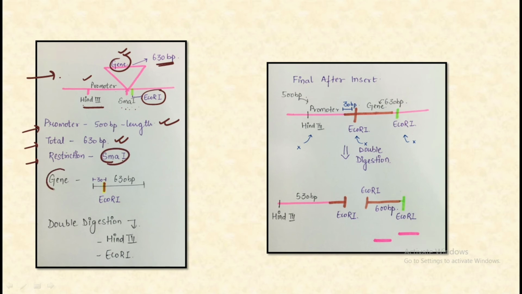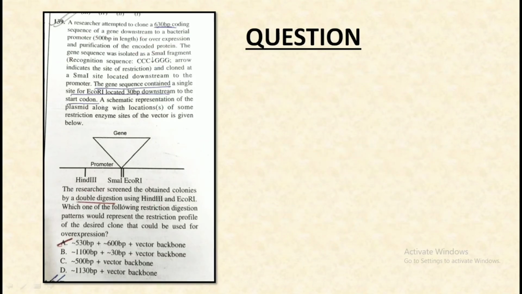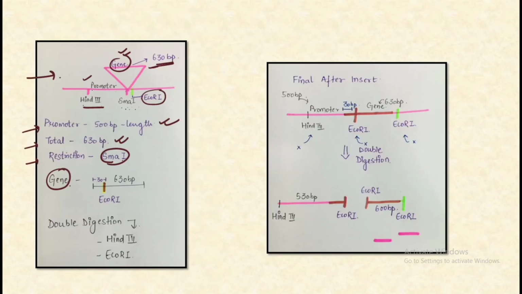Talking about the gene that has been inserted, the gene is 630 base pairs, and that gene sequence contains a single site for EcoRI which is located 30 base pairs downstream of the start codon. What does this mean? It means the site from where the gene starts, that is the start codon of that particular gene being inserted, and beyond the start codon is downstream to it. So there are two streams to a gene.